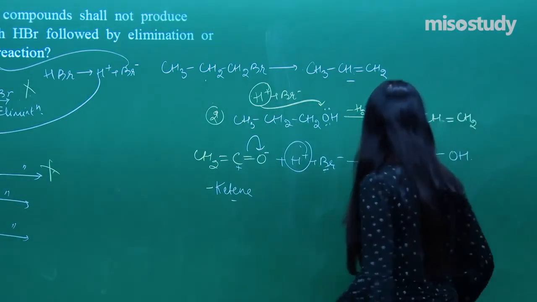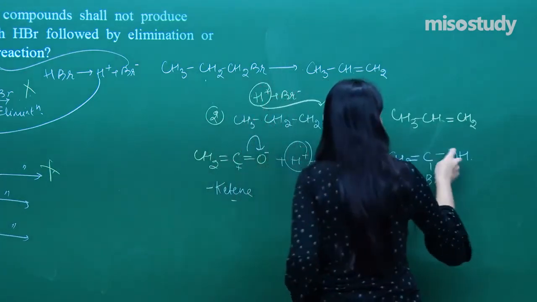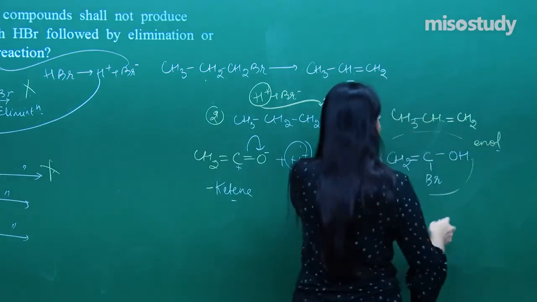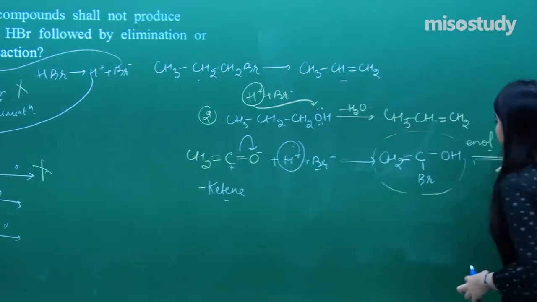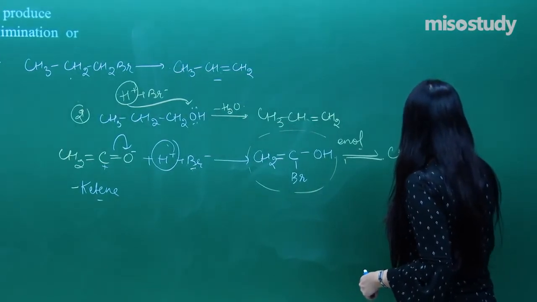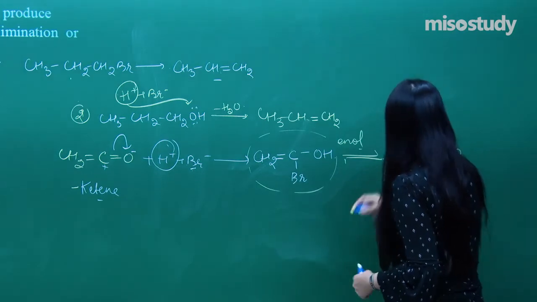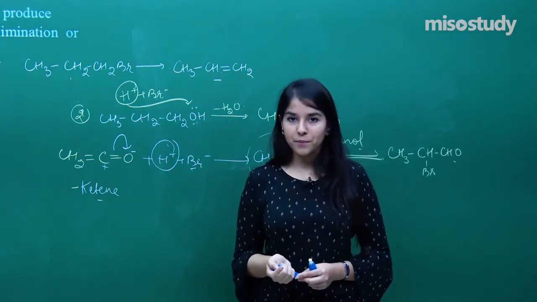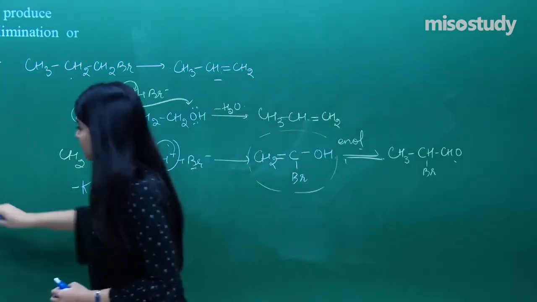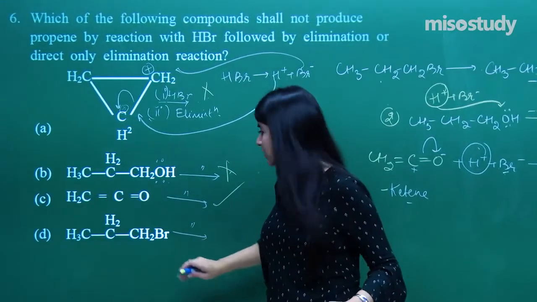That is what we are getting. If you observe, this is nothing but a keto-enol form. So that is an enol form obtained here. Can I make it an aldehydic form? Definitely I can. So it would be CH3, CH, Br, CHO. So that is not a propene. We need to have this very answer. So here we have got the answer, but let us just have the next option as well.